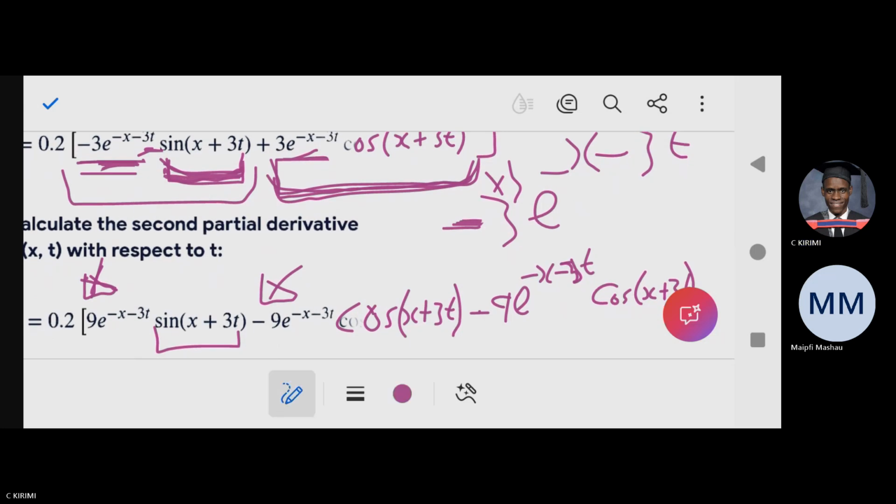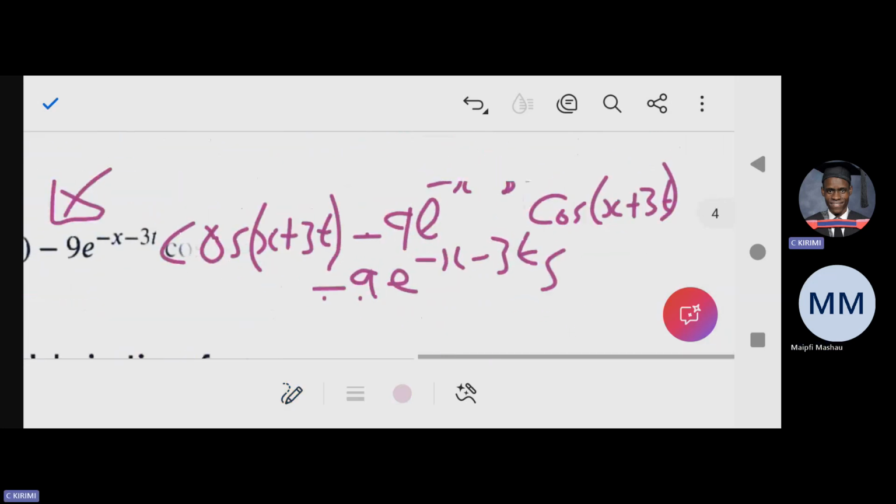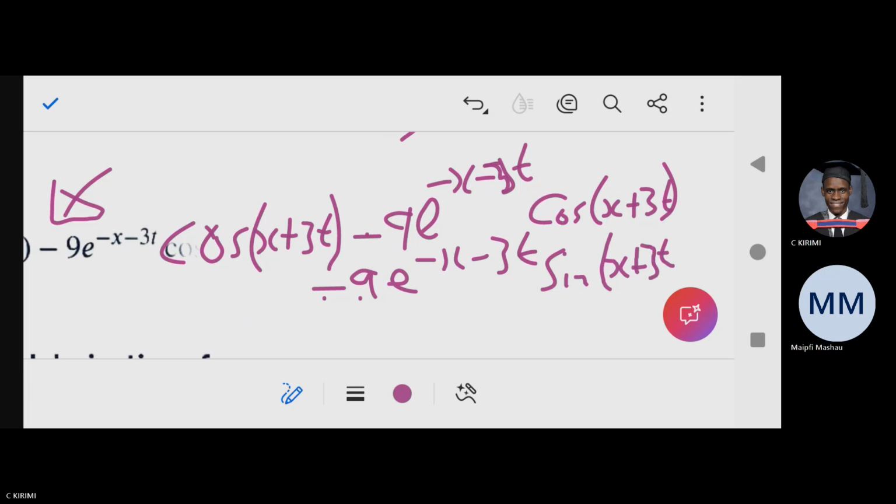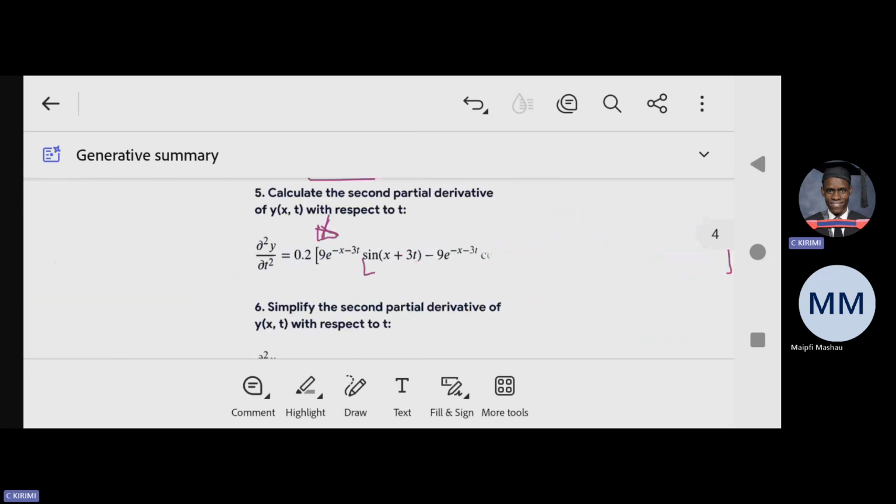So it will be -9 e to the power -x -3t. Instead of cos, now we are having what? Sine. Yes, that is the only difference. Sine bracket x plus 3t. You close your bracket, then you put the square bracket. Then you are done.